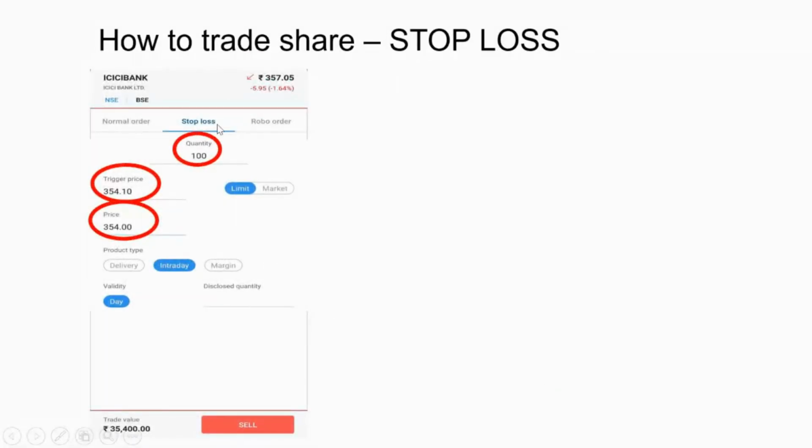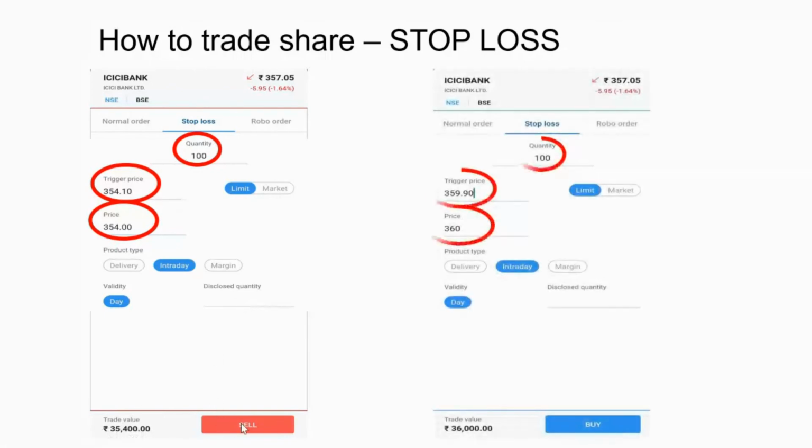For that, click on the stop loss tab, enter the quantity and enter the trigger price. Choose the limit and then enter the price at which you would like to execute your trade. Choose a product. Hope by now you know the difference between different product types. You may ignore the disclosed quantity always. It is majorly meant for large traders or institutional traders. You can do sell and buy orders under the stop loss order.